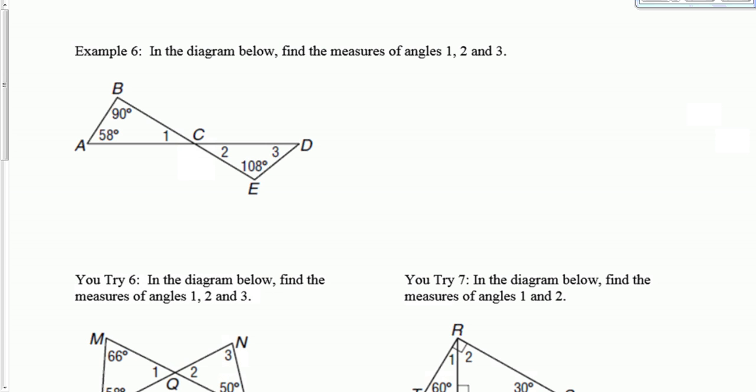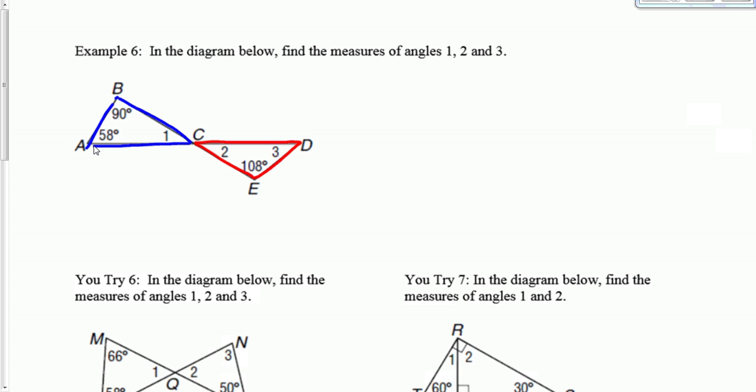So take a look at example number 6. We have a few missing angle measures. We need to find the measure of angle 1, angle 2, and angle 3. Okay, now where to start? Well, if you notice in this first triangle, I have 2 out of the 3 angle measures. In this other triangle, I only have 1. So start with what you know. Right over here, I've got 2 of them, so I can easily find this guy.